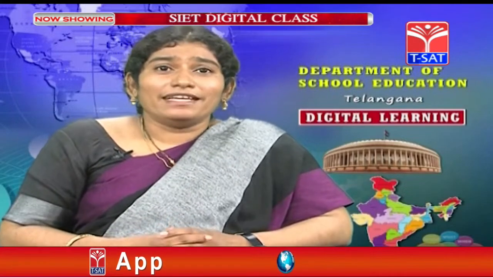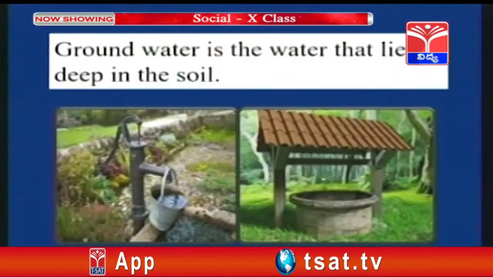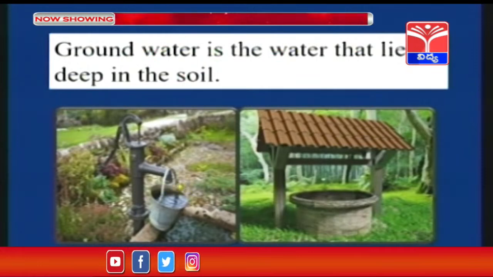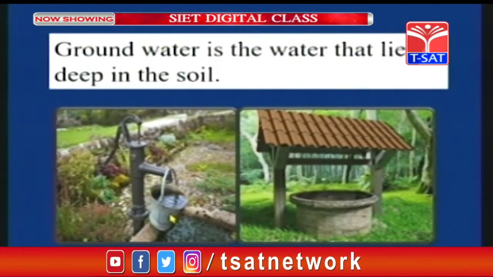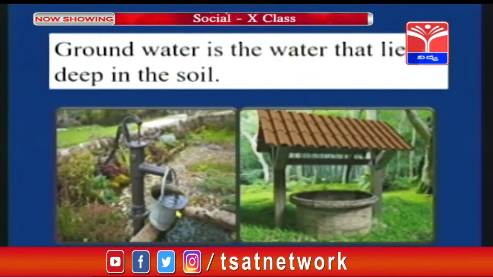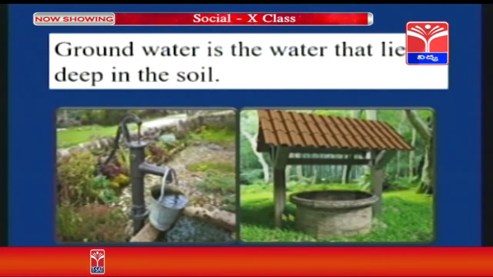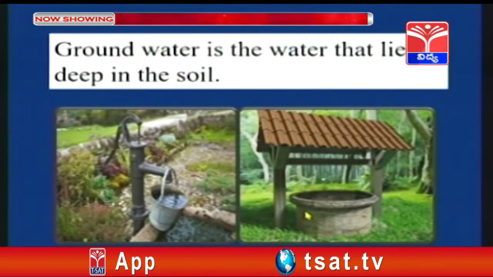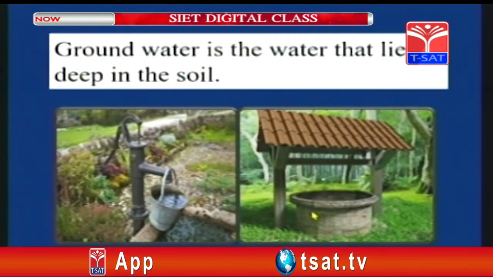Let us see what is groundwater. Groundwater is the water that lies deep inside the soil. See here in the borewell, we draw out the water from the borewell, is it not? Yes. So this is the groundwater that we draw out, and also this is the traditional form of the well. So from this also the groundwater can be drawn out.